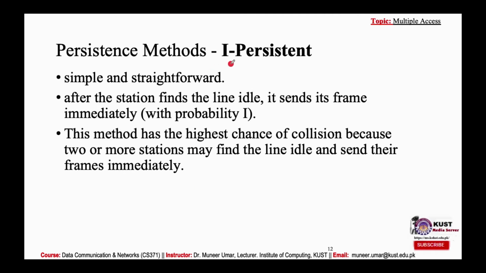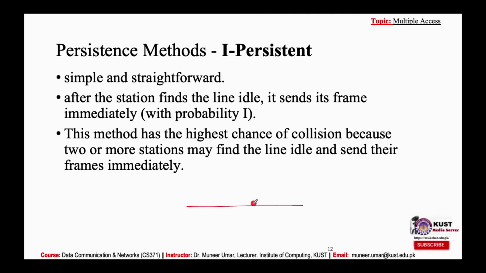First, the 1-persistent. It's simple and straightforward. After the station finds the line idle, it sends its frame immediately with a probability of 1. This means the highest chance of collision, because two or more stations may find the line idle at the same time and may send their frames immediately.